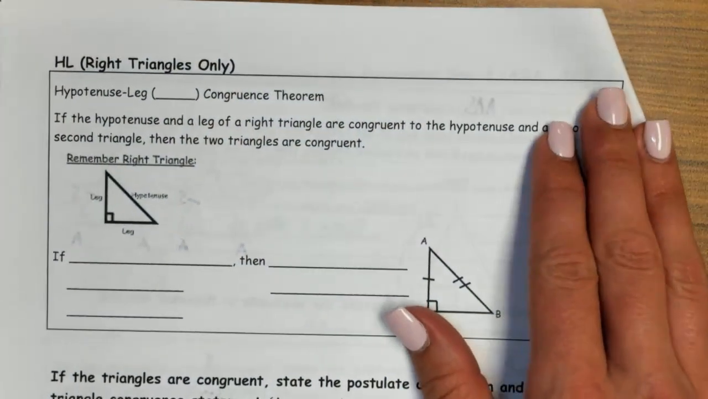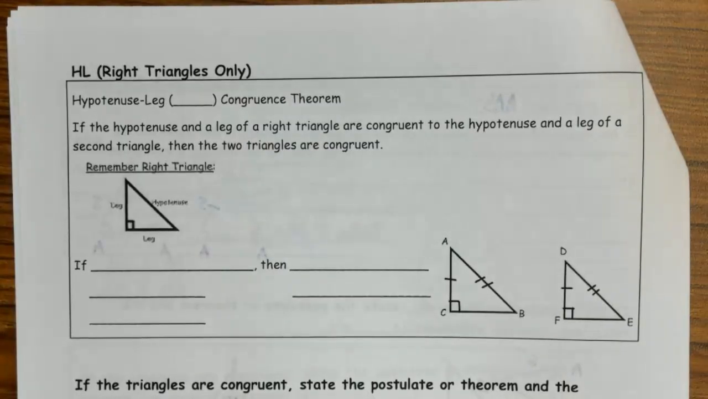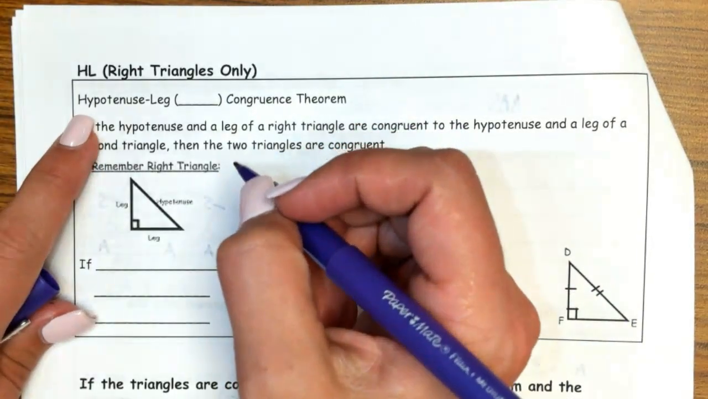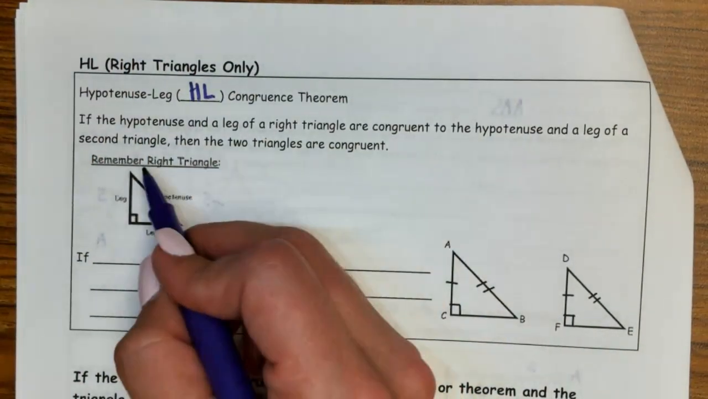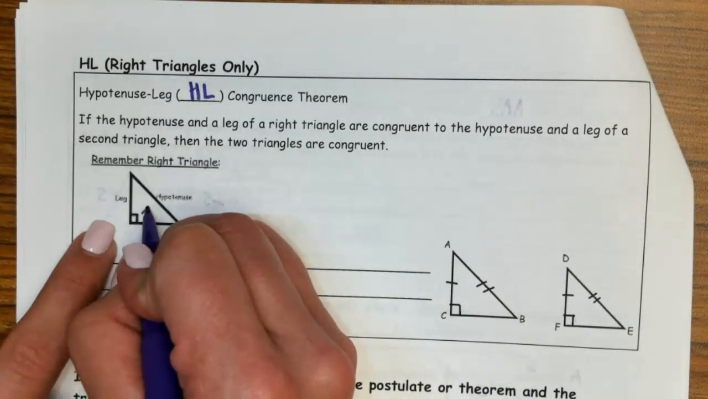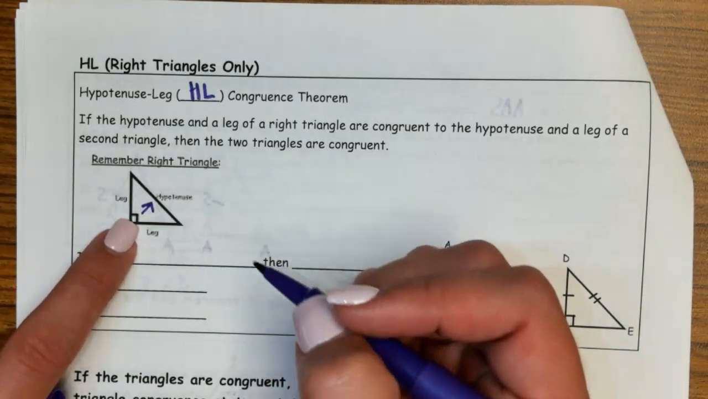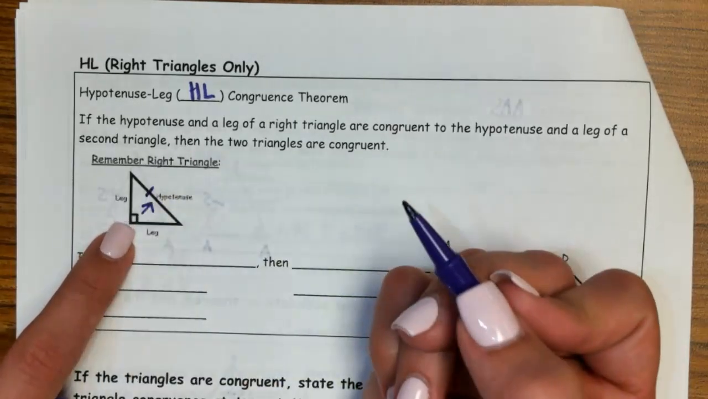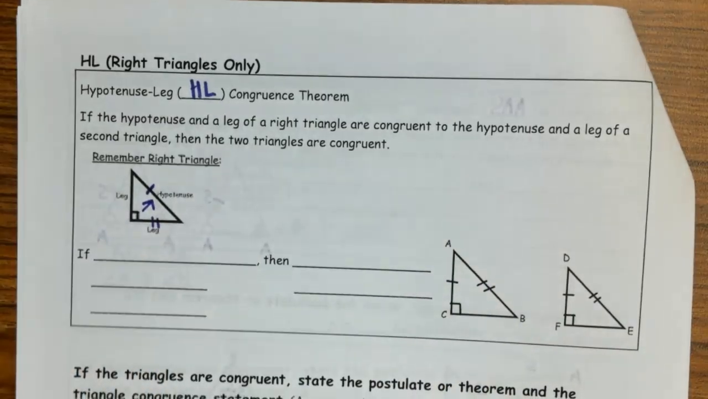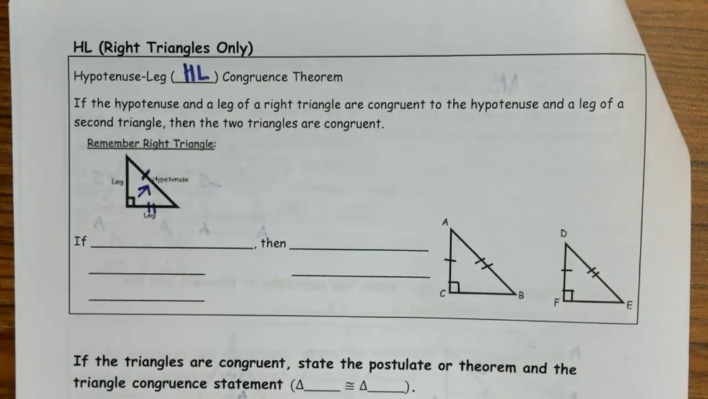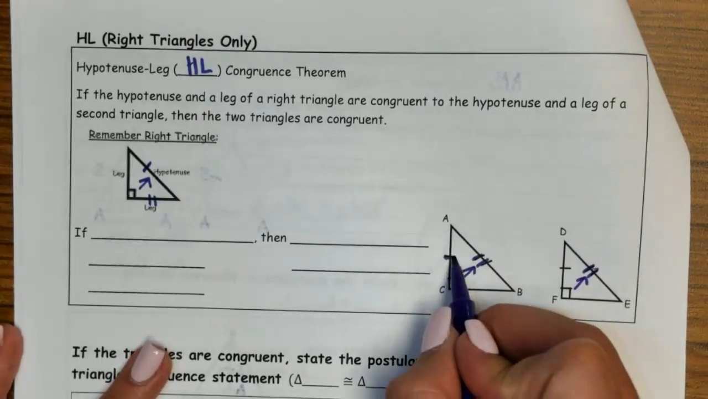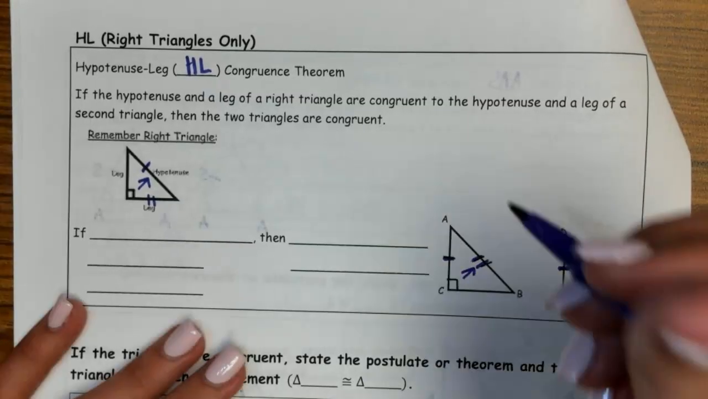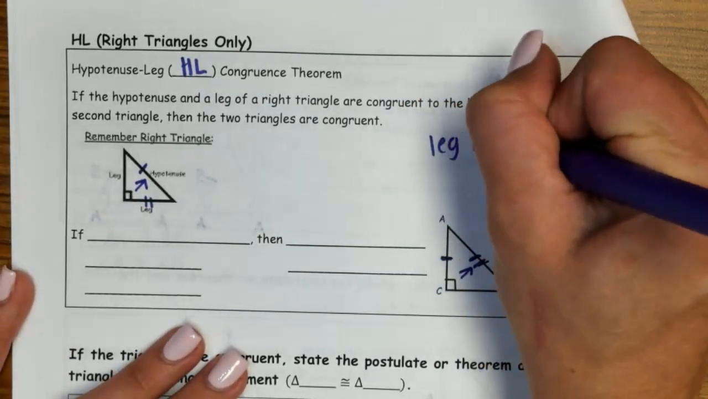Okay, our last postulate, HL, this obviously applies to right triangles only because a hypotenuse is only located in a right triangle. So hypotenuse leg, okay? If I can prove that the hypotenuse, which remember guys, the hypotenuse is always located across from the 90-degree angle. If the hypotenuse is congruent and a corresponding leg of two right triangles, then I can prove congruence, okay? It has to be the hypotenuse, right, across from the 90-degree angle, and a corresponding leg, meaning a matching leg, okay? So the leg has to match.